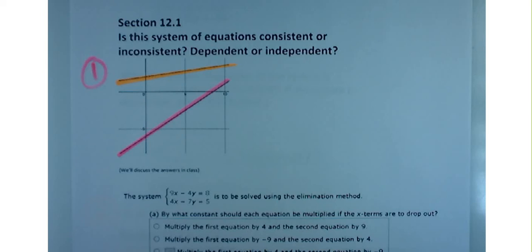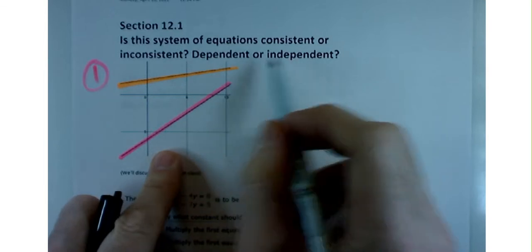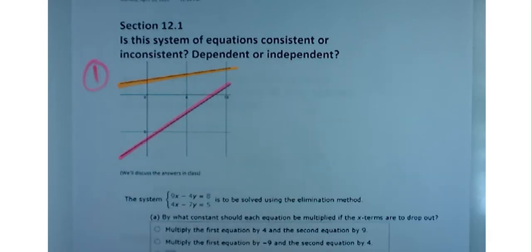This, what you're looking for is: is it consistent or inconsistent? Consistent means that it has a solution. Graphically, what does it mean if they have a solution? That they cross each other.